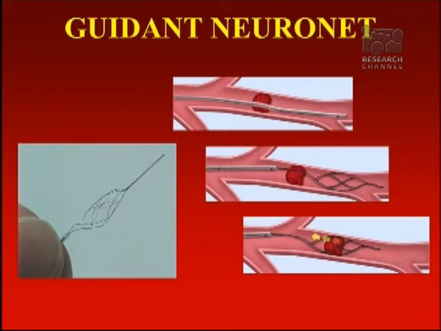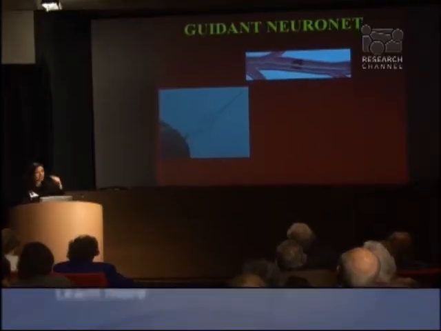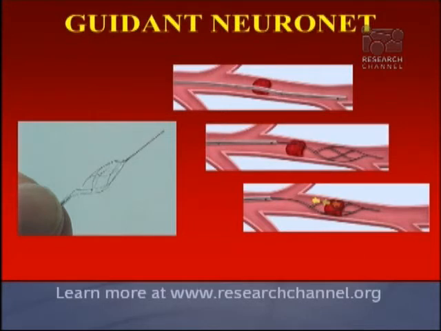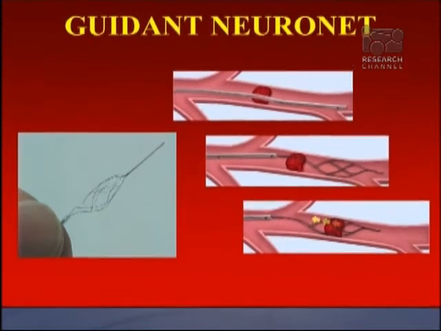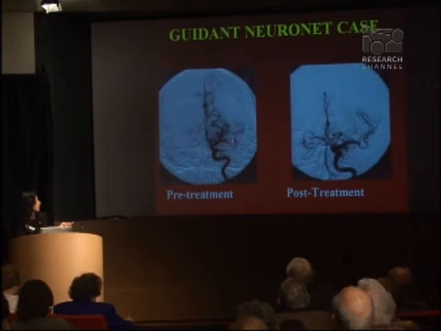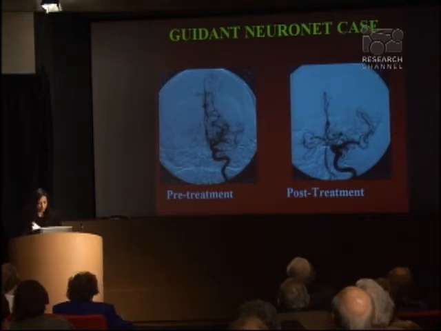Basically, the catheter goes up into the artery, is advanced past the clot, the net is deployed, and then it ensnares the clot and sucks it back into the catheter. And this is a case of one of the patients who received the Guidant Neuronet. Again, this is an angiogram with a blood vessel, and you can see that there's a blockage here preventing flow. And once the catheter has passed and ensnared the clot and removed it, you see resolution and resumption of flow.